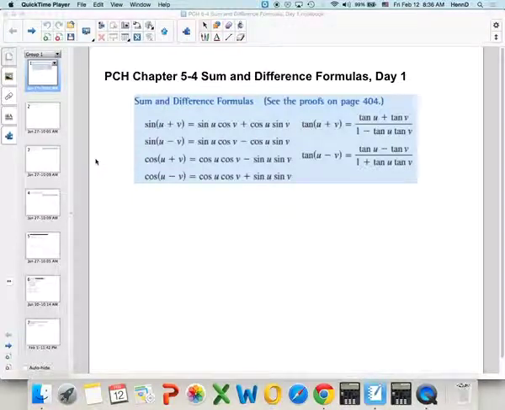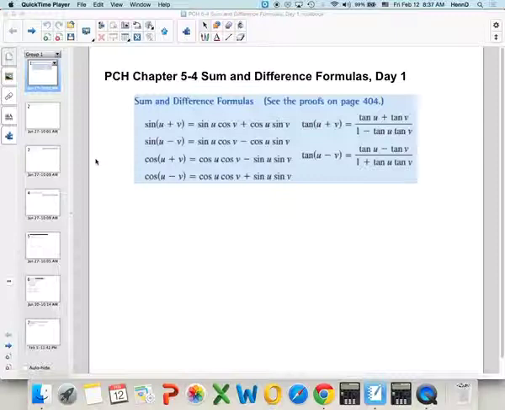Look at today are the sum and difference formulas. These are some formulas that are not part of the fundamental trig identities, but they are useful formulas. We'll look at a couple of different applications of these.